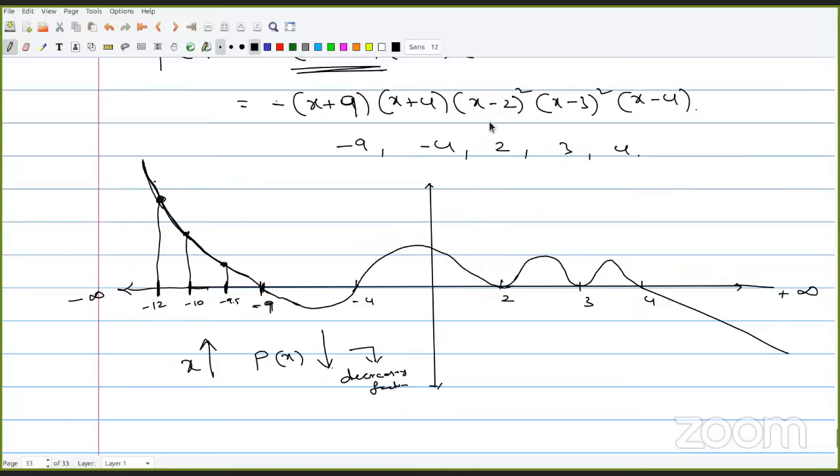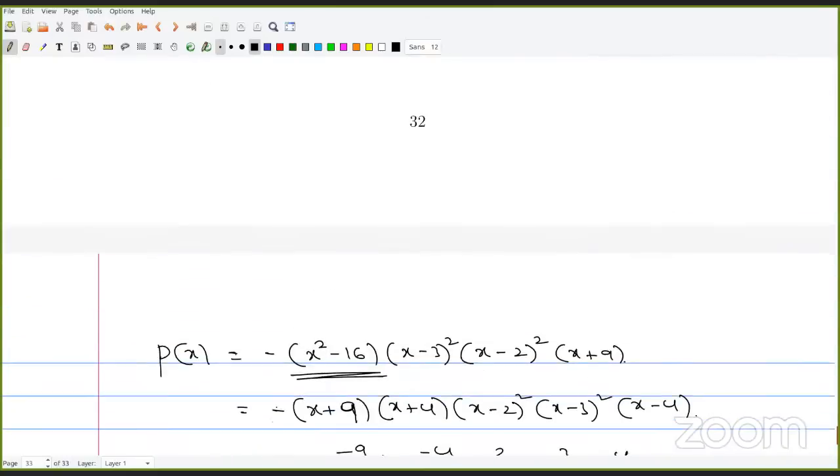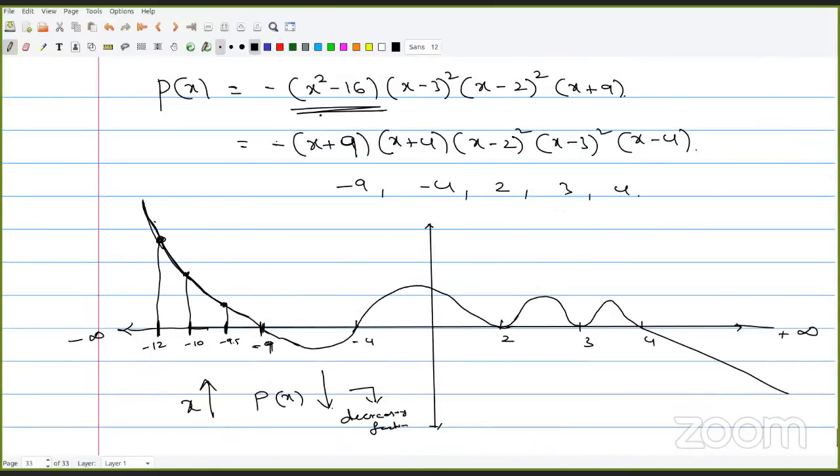Sir, just one question. There is a minus sign outside, so it can start from minus, meaning from downwards, right? No. This minus sign doesn't tell you which side it starts. You should actually check the sign of the end behavior. For the end behavior, pick any number randomly and just substitute it in the polynomial.